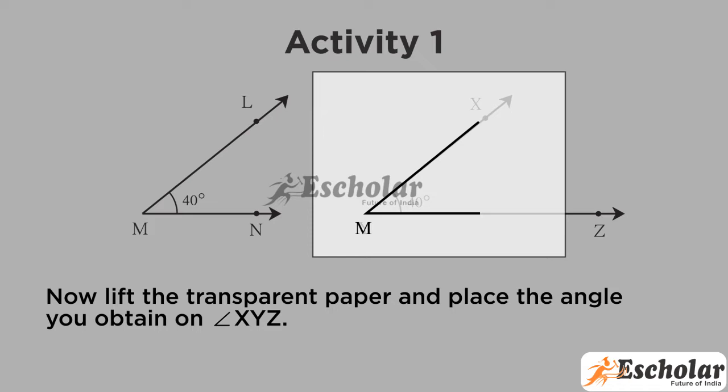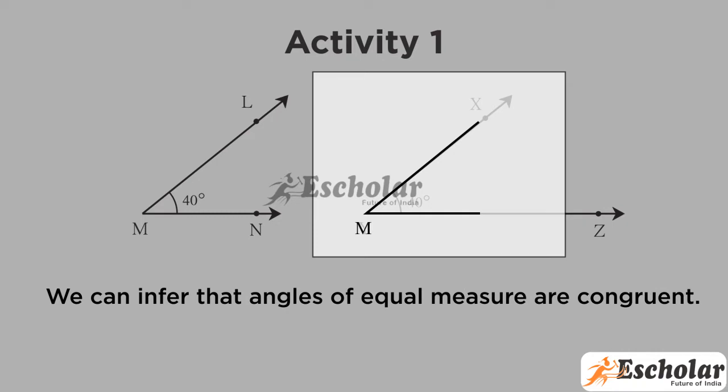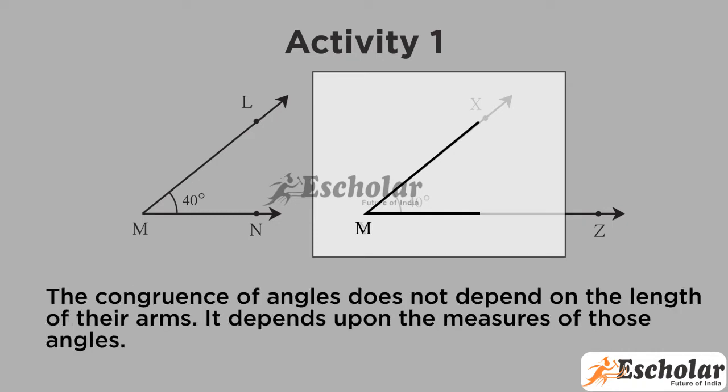Observe that if point M is placed on Y and ray MN on ray YZ, then ray ML falls on ray YX. We can infer that angles of equal measures are congruent. The congruence of angles does not depend on the length of their arms. It depends upon the measures of those angles.